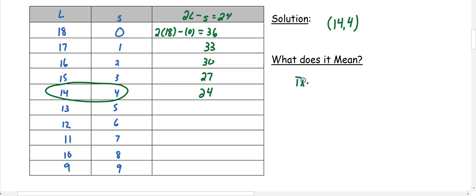That means the large number is 14, and the small number is 4. Remember, with a word problem, you always need to show your solution as an ordered pair, and you must always write a sentence.